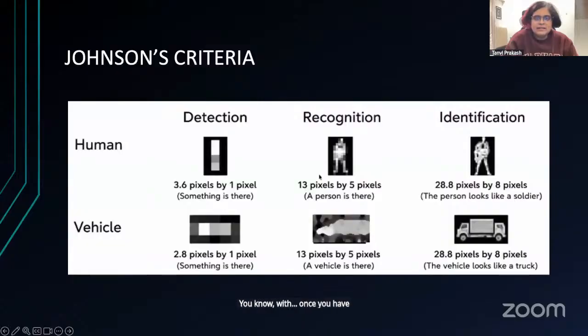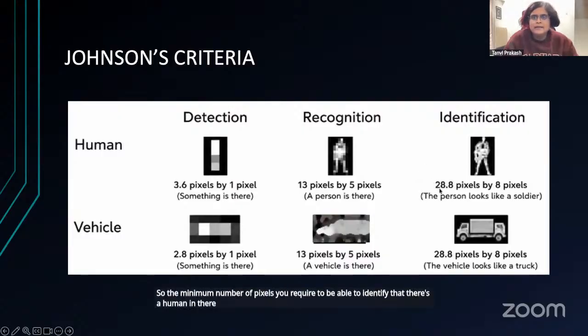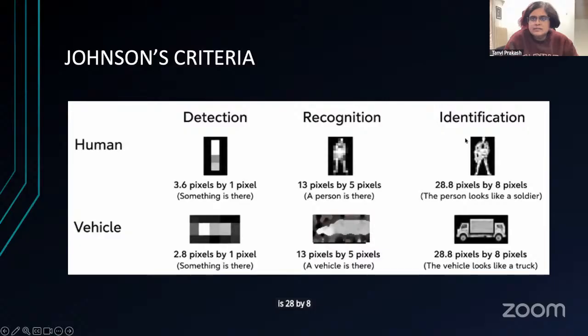Once you have 13 in the vertical direction and 5 in this direction, that means 65 pixels in all, you know by this point that it's a human and it's not something else. When you start looking at identification, when you want to know which human it is, that's when you start needing more pixels. So the minimum number of pixels you require to identify the human is 28 by 8 pixels. That's what the criteria says. So that's a total of around 250 pixels.